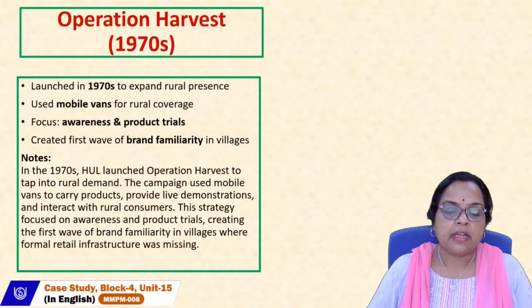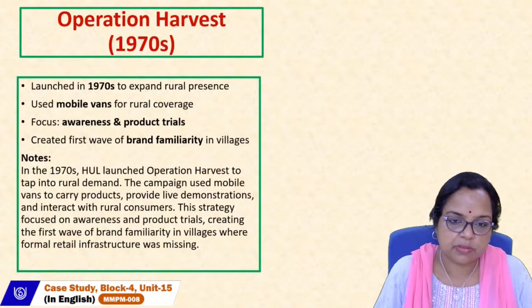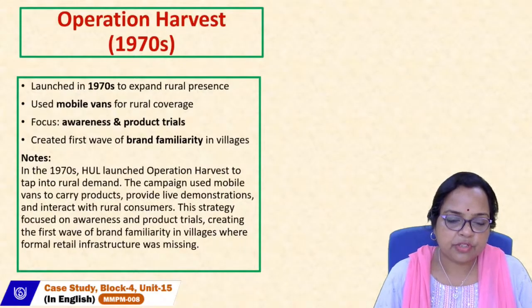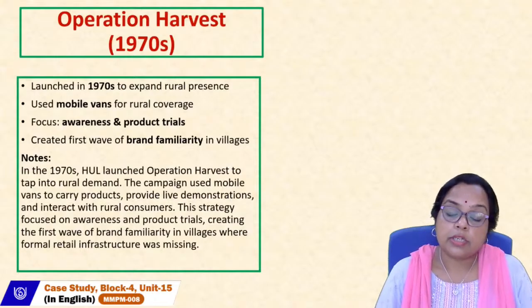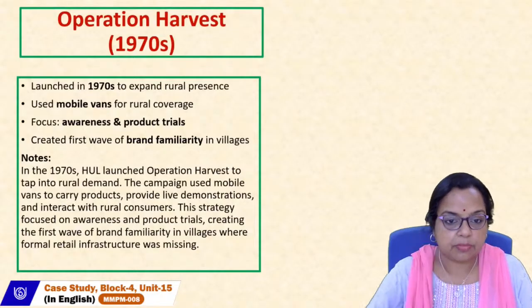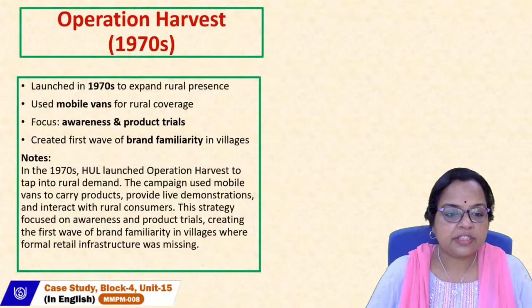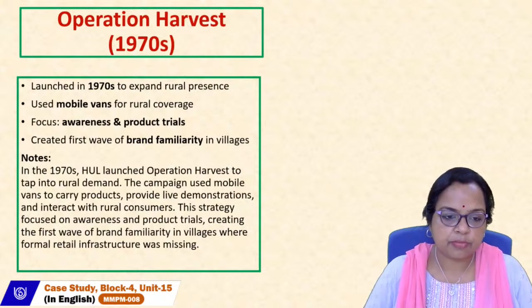So they innovated their distribution channel and used mobile vans to carry FMCG products and provide live demonstrations at the doorstep of the rural consumer. They directly interacted with rural consumers. They understood their needs, and they offered products to cater to the needs of rural market consumers. This strategy focused on awareness and product trials, creating a fast wave of brand familiarity in villages where formal retail infrastructure was missing.